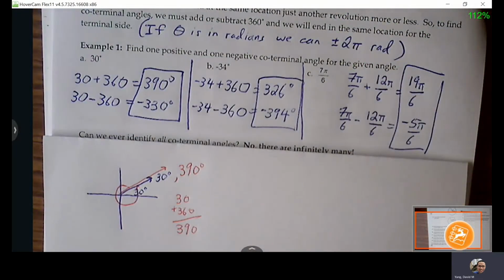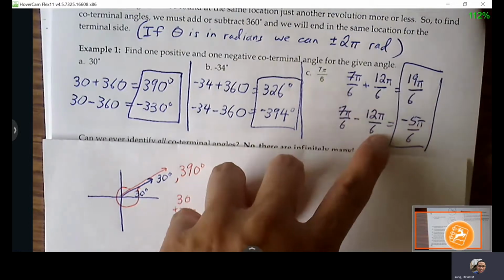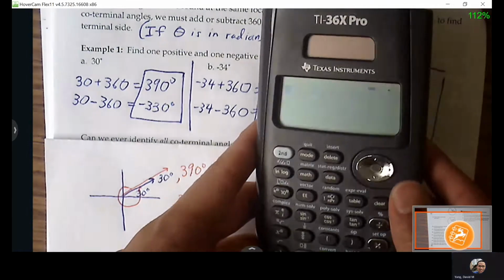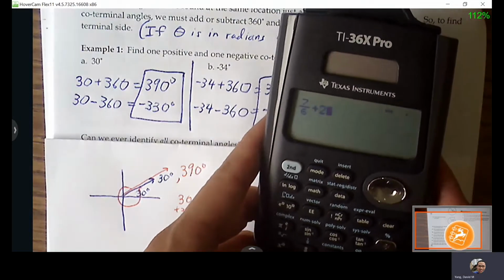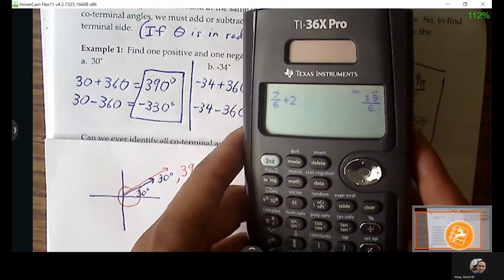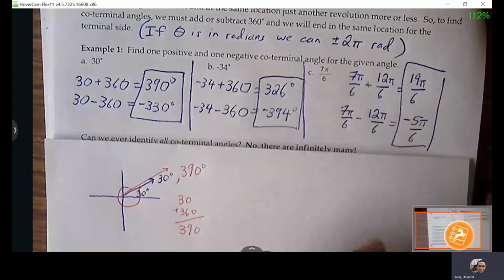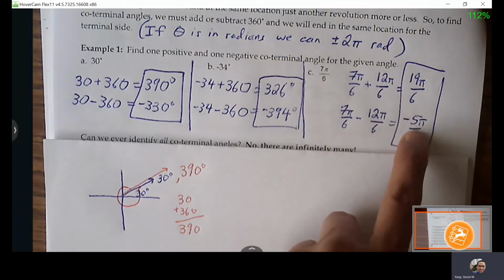Now, if you're using your calculator, you can just do 7/6 plus 2 or 7/6 minus 2. Make the calculator find the common denominator for you, and leave pi out of the calculator. Just add pi at the end. If you put pi in the calculator, it's going to give you a messy decimal value. So 7 over 6 plus 2 gives 19 over 6, and just take that and add pi at the end. Don't put it in the calculator. And you can do 7 over 6 minus 2, and that'll give you negative 5 over 6, and then add the pi.